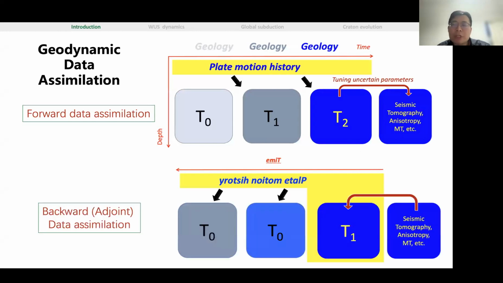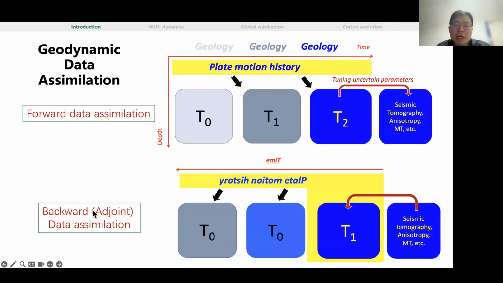This is called forward. But then backward is just the opposite, right? You start with a very well-imaged present-day 3D structure, and then let things go backward. So basically, you reverse everything. You reverse the plate motion, and then you do the opposite of time integration. And of course, in reality, things don't work like this. We are actually talking about an effective way, right? This is effectively how this method works.